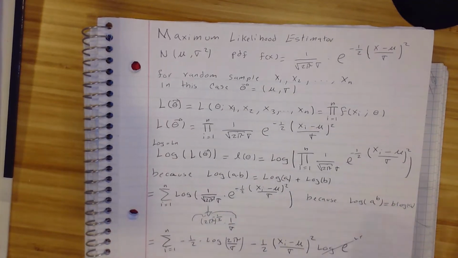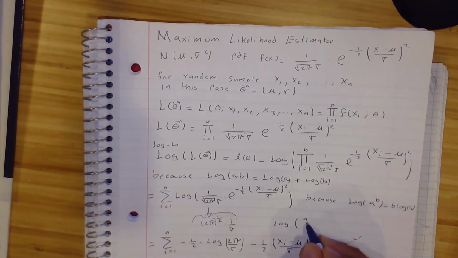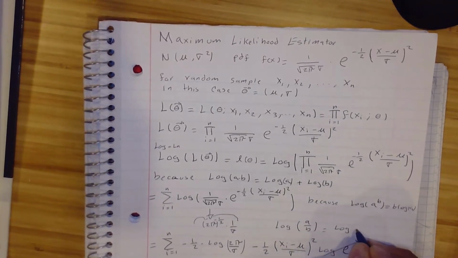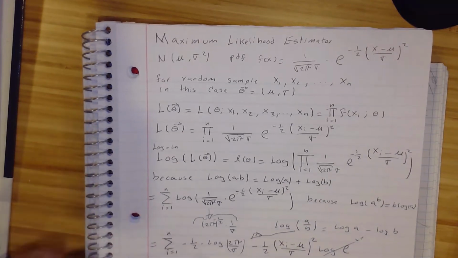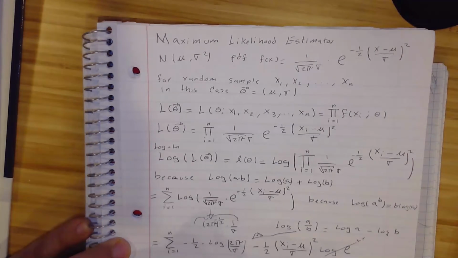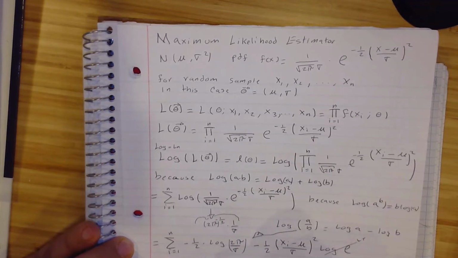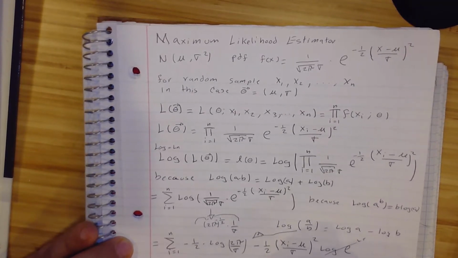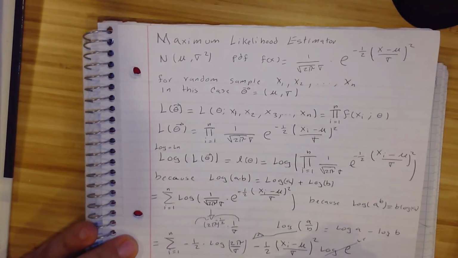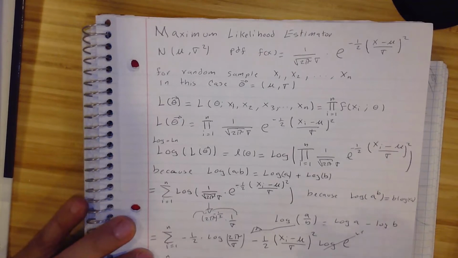So what else can we do? We also have another property, log of a over b will be log a minus log b, and we can apply this to here. So finally we will have something like this. Again we have half log 2 pi minus log sigma minus, this is the same, right?